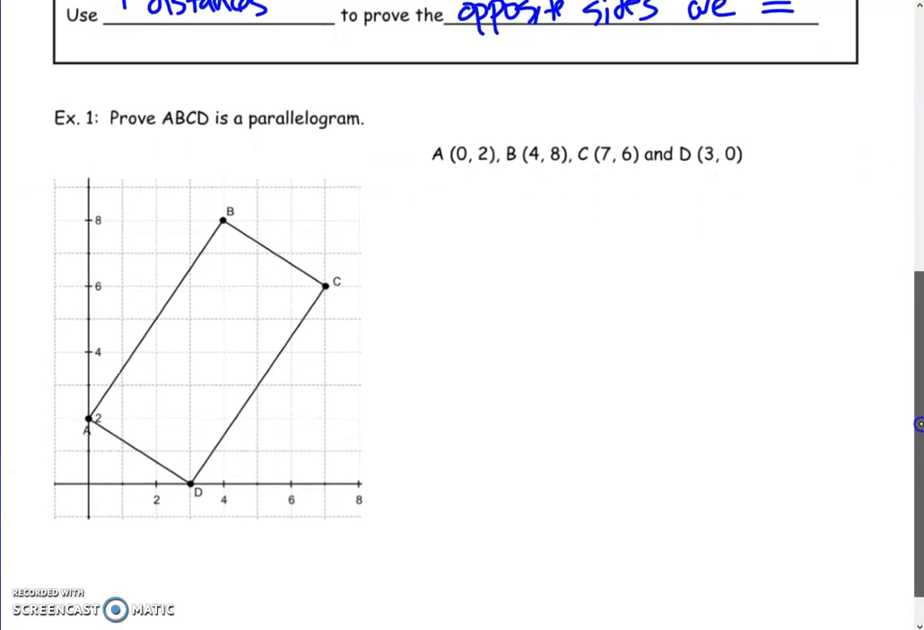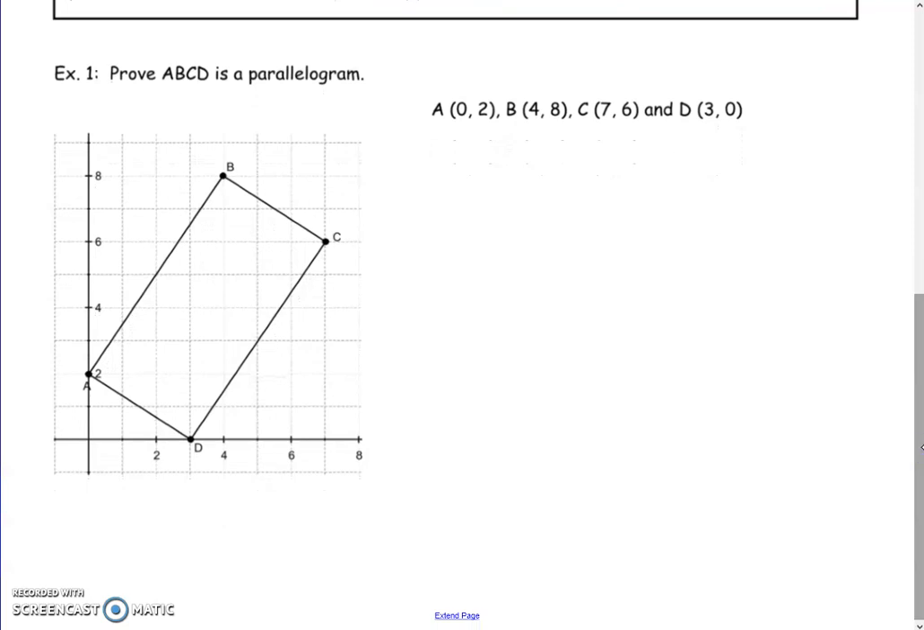Example 1, prove ABCD is a parallelogram. So you guys can either use the coordinates and the distance formula that involved x1 minus x2 squared plus y1 minus y2 squared and take the square root. I'm going to be more visual, so I'll use the grid. First, let's find the distance of AD. We'll make a little right triangle here. It'll be the square root of delta x squared plus delta y squared.